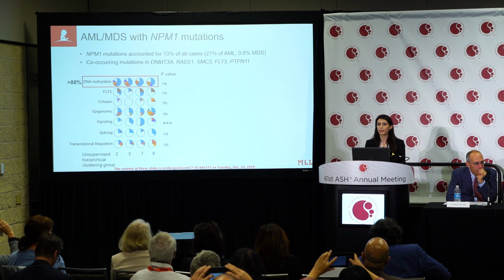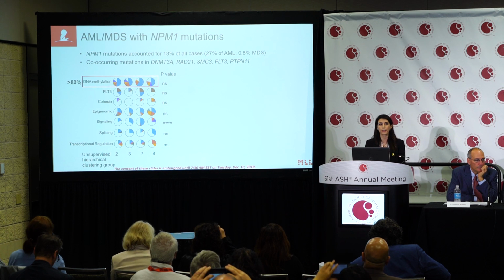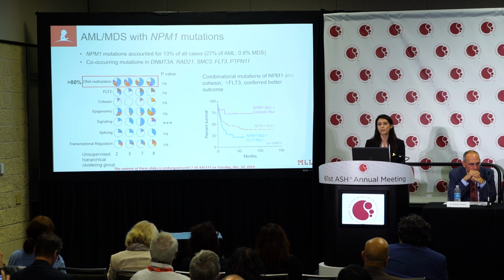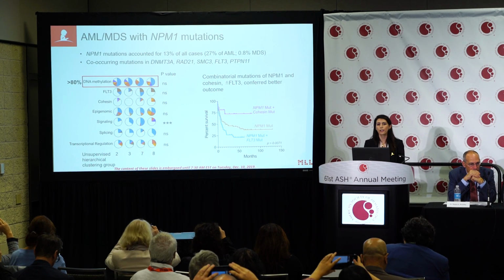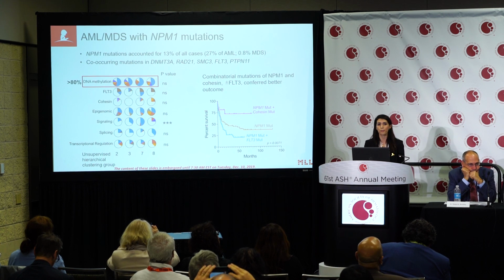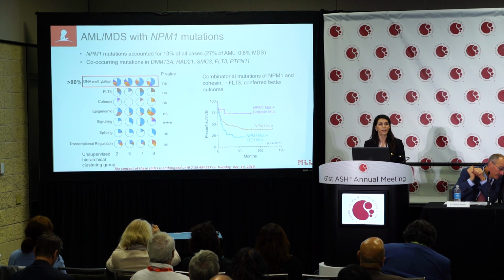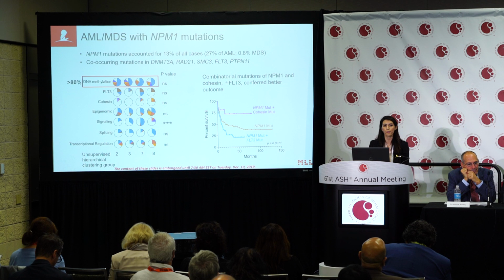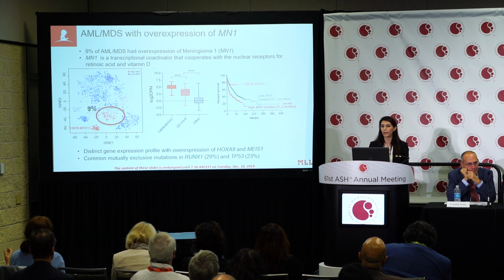NPM1 is a recurrent genetic alteration in AML, and we confirmed its frequency in around 27% of cases. But we also showed that if we combine NPM1 with additional mutations, the outcome may vary. For example, we identified that NPM1 and cohesin mutations can have a very good outcome compared to NPM1 and FLT3 mutations, which instead have a very poor outcome.